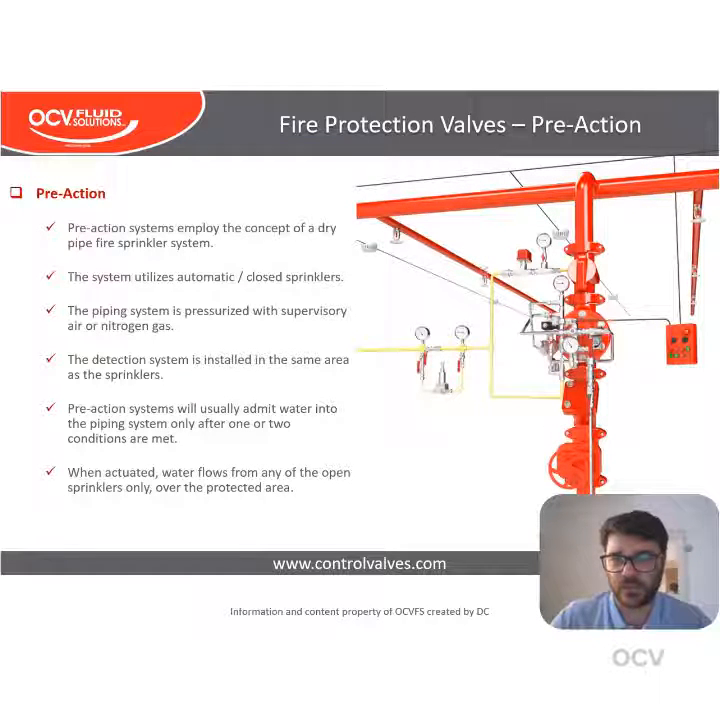Okay, so this is a pre-action system. This is your pre-action valve. And pre-action systems utilize automatic or closed sprinklers. So the system piping is pressurized with supervisory air or nitrogen gas. And similar to deluge systems, the detection system is located in the same area as the sprinklers. And pre-action valves will usually admit water into the system piping only after one or two conditions are met. And when these conditions are met and the pre-action valve opens, then water flows into the system piping and through the open sprinklers only over the protected area.